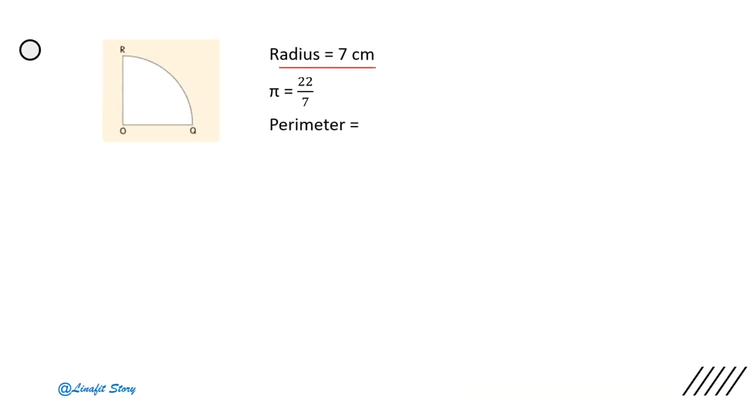The radius of a quarter circle is 7 cm. If pi equals 22 out of 7, find its perimeter. So you should find the length of number 1 plus the length of number 2 and then the length of number 3. Don't forget number 1 and 2 are the radius of a circle. So the length of number 1 and the length of number 2, 7 cm plus 7 cm.